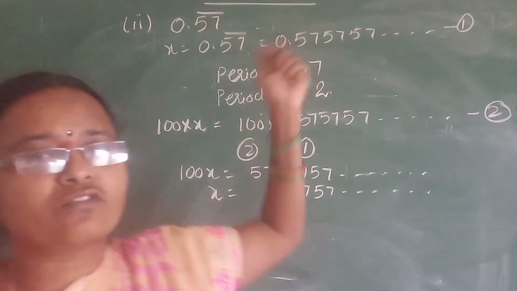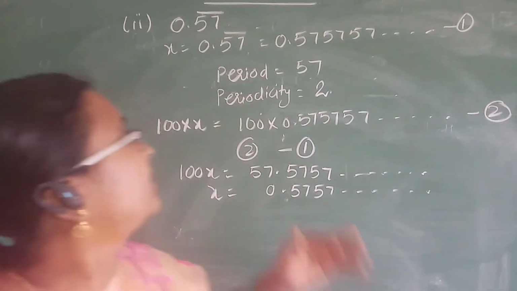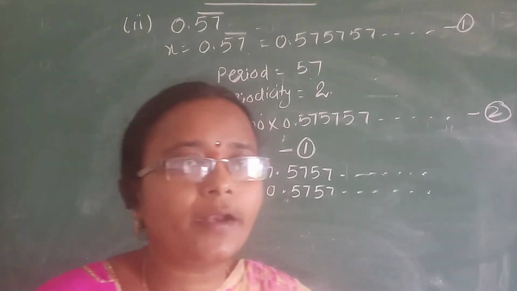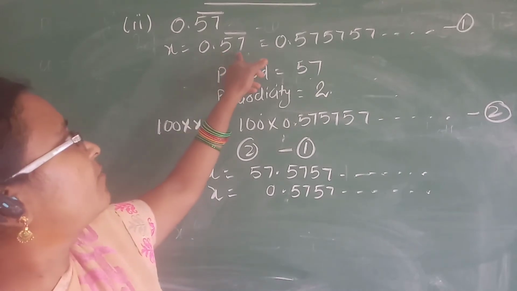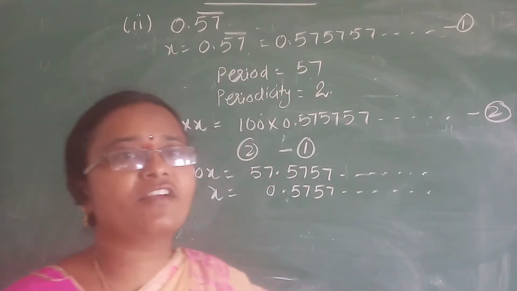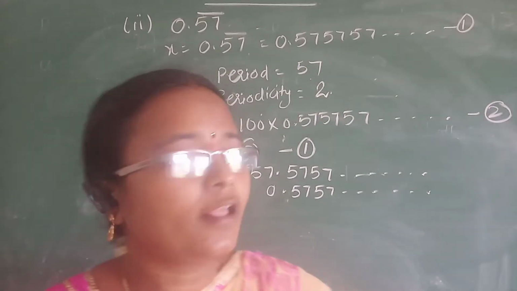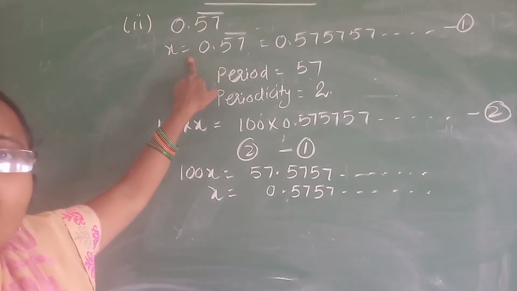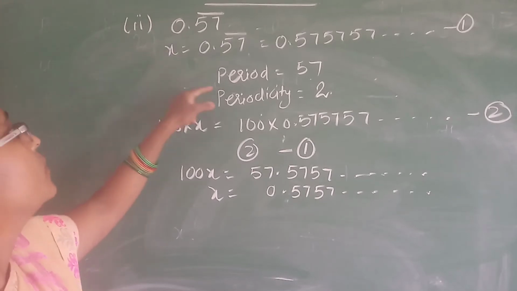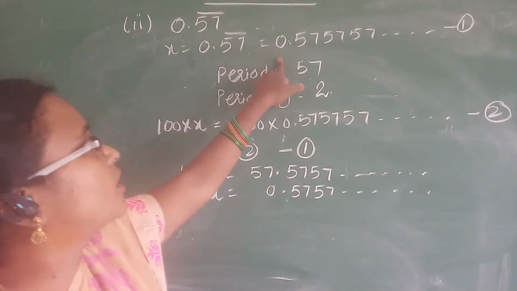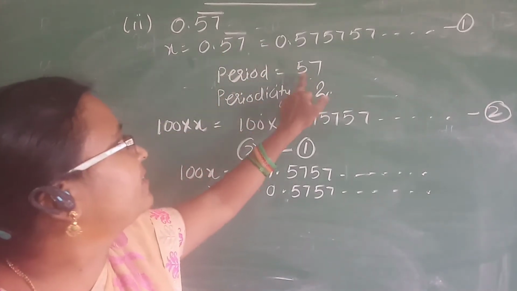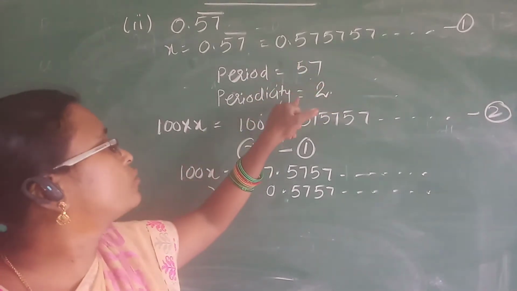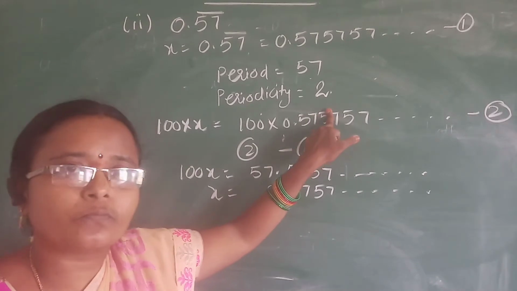So, this is the exercise 1.3 problems. In this, I am teaching you the second problem, 0.57 bar. Here 0.57 bar can be written as 0.57, 57, 57 and so on. I am considering this as x in the given equation. The digits which are getting repeated are 5, 7, so the number of digits is 2. That's why the periodicity is 2.